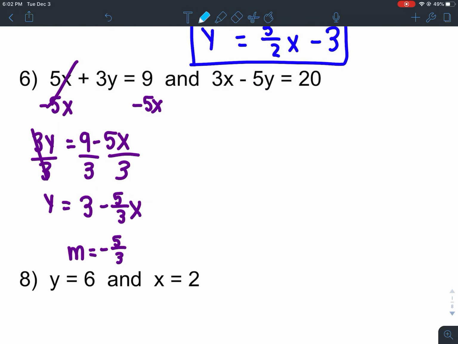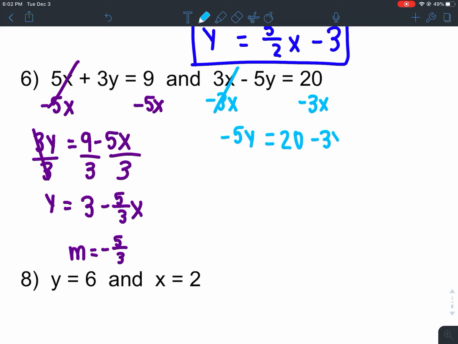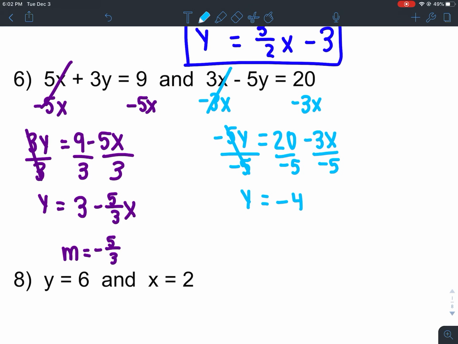Because when I'm looking to see if something is parallel, perpendicular, or neither, I don't really care what the equation is. I care what the slope is. That's what I want. All right, over here I'm going to subtract 3x on both sides to get the y by itself. Negative 5y equals 20 minus 3x. Divide everything by negative 5. y equals 20 divided by negative 5, which is negative 4. Negative 3 divided by negative 5 is positive 3 over 5x. My slope here is positive 3 over 5.